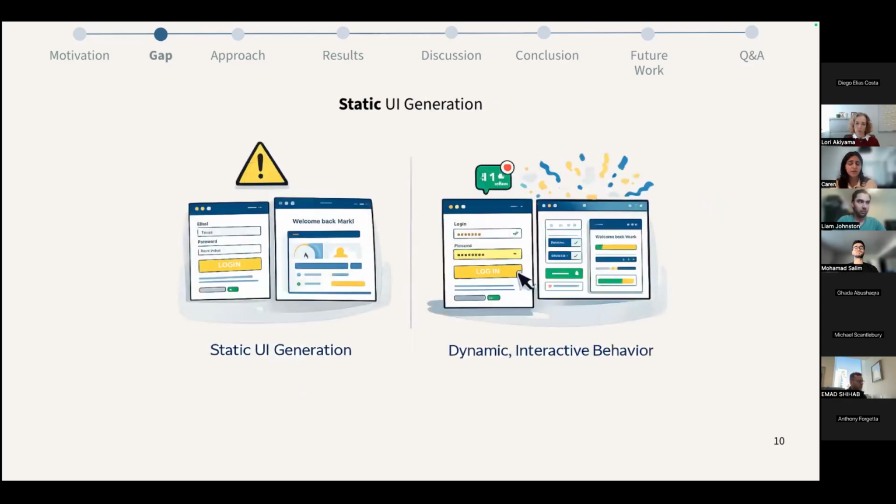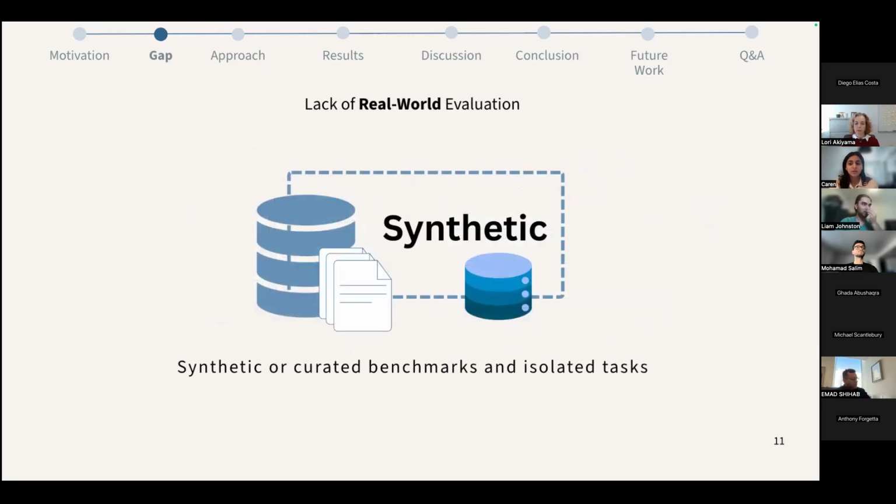The second gap is the static UI generation. Beyond this modality limitation, another issue is that many systems generate static UI layouts rather than full interactive applications. Their goal is often to reconstruct the visual structure of the interface, focusing on layout similarity, such as structural alignment or pixel level similarity. However, real applications require dynamic behaviors such as event handling, state updates, and navigation logic derived from functional requirements.